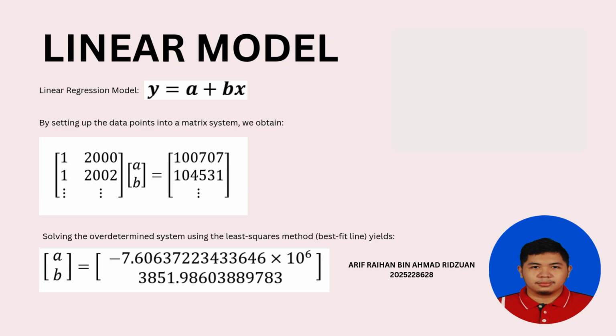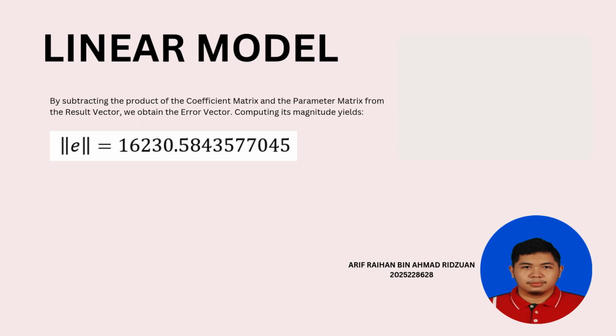And then after solving the matrix equation using the least square method, we will get the values of a and b. After that, we will be subtracting the product of the coefficient matrix and the parameter matrix from the result vector. By that, we can obtain the error vector, and then we will calculate its magnitude using a formula. And then for the linear model of annual death, this is the magnitude error from the data.